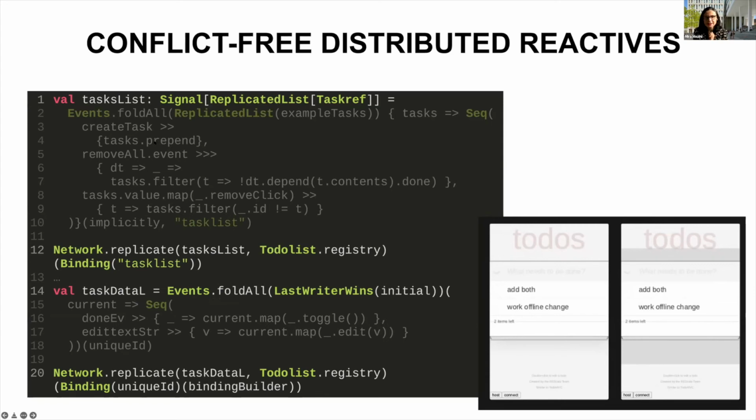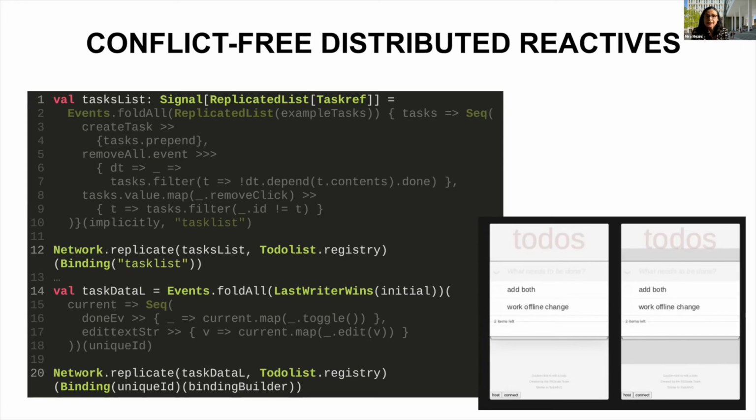So to give you an idea, let's look again at the piece of code that I showed before. Now you see some new things here, like replicated list or last writer wins. These are conflict-free replicated data types, which we encapsulate into reactives. You see they are encapsulated into signal abstractions or events. That means they also have this reactive behavior. And once we do so, now we can collaboratively work on the to-do list on two different devices. Two different persons can share the same to-do list, and changes are made automatically consistent as soon as there is connectivity.